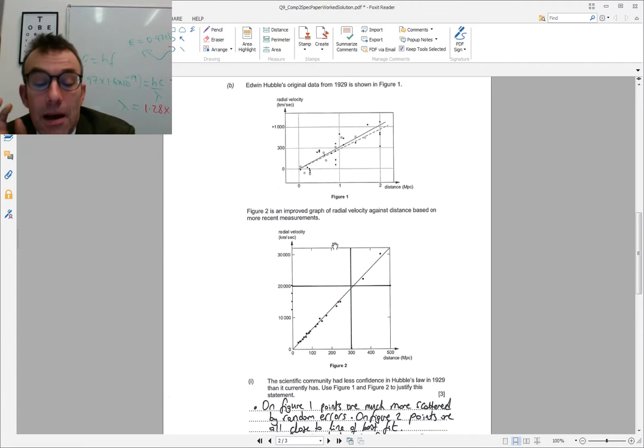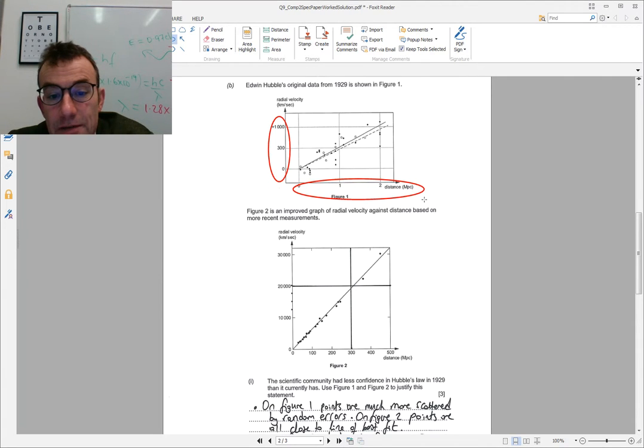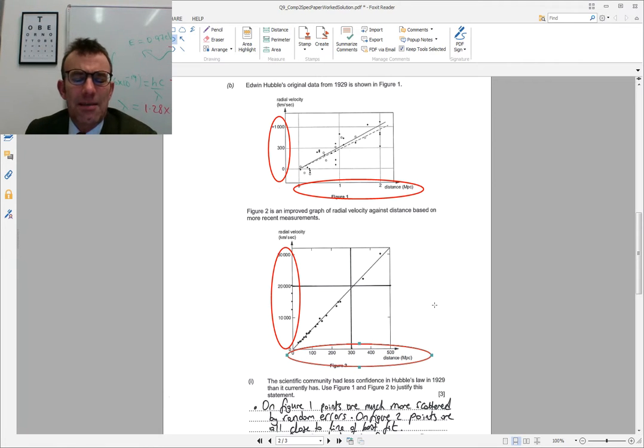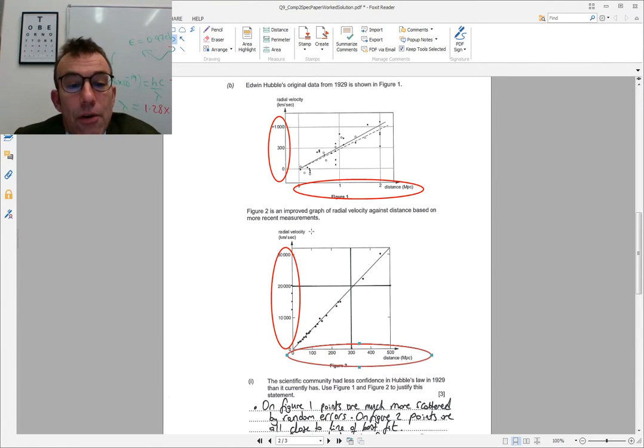If you're given a question like this, I think my advice would be numbers in the question, numbers in the answer. My first instinct was immediately to look at what was on the axes. So I looked at those values and I looked at these values, and then I compared them to these values and these values. Quite a lot of you said things like, there's a much bigger range. Well, you could do better than that. You could say, figure 1, the range of radial velocities is from 0 to 1,000 kilometers per second, and the distance is from 0 to just over 2 megaparsecs. Whereas in figure 2, you get the idea.